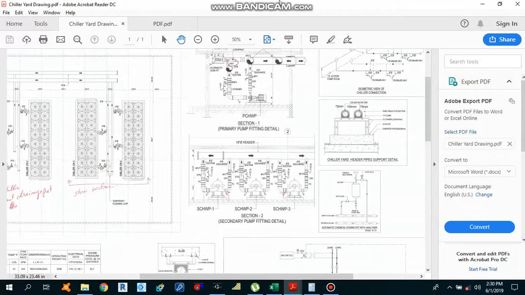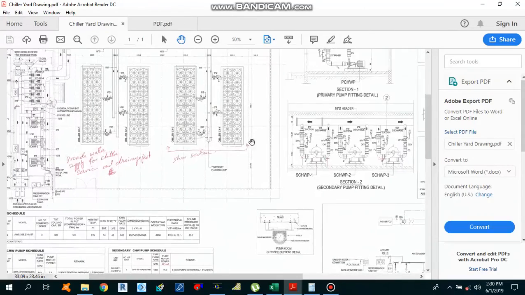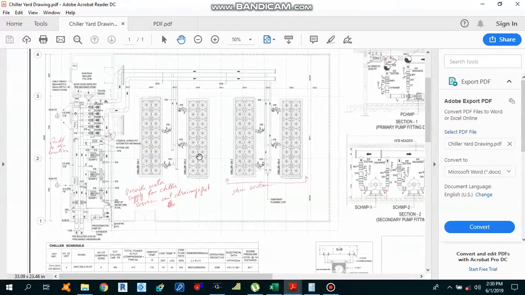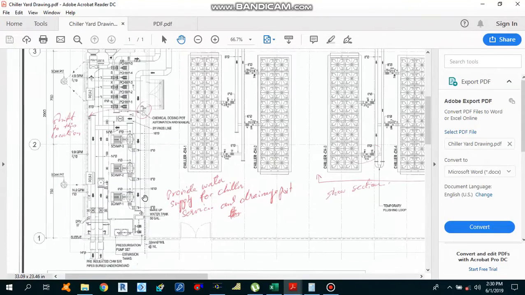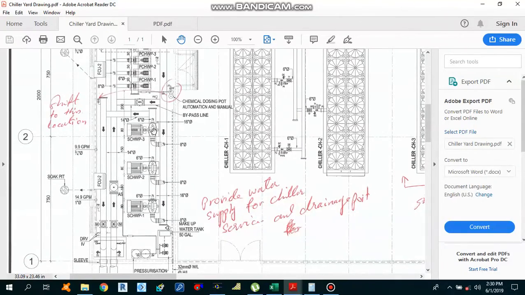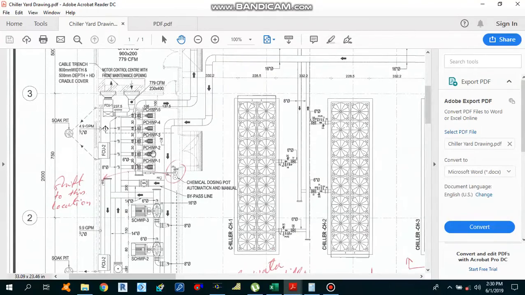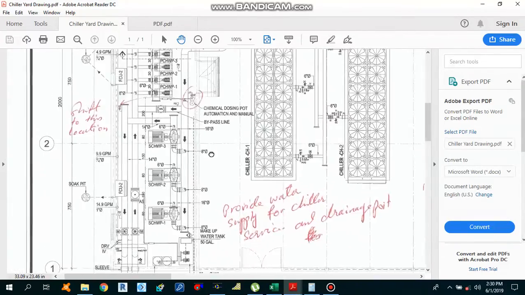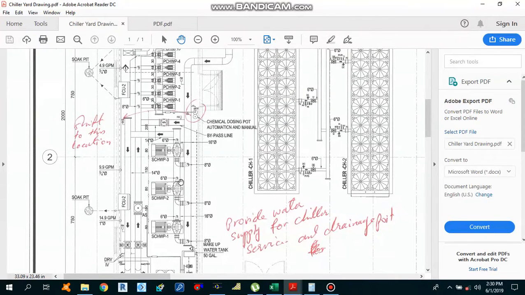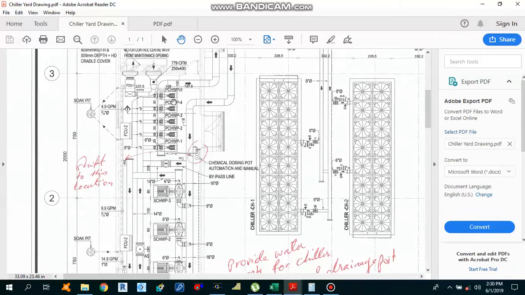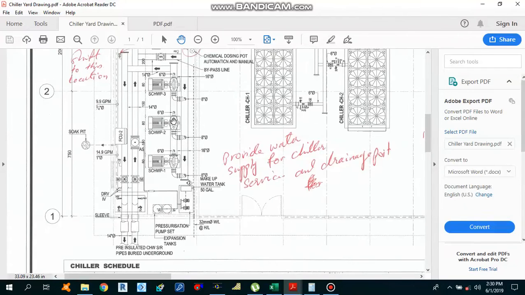As you can see, I have this drawing of the chiller yard. You can see that I have chillers over here, and then we have secondary chilled water pumps and then primary chilled water pumps over here. So what is the main purpose of the secondary chilled water pump and the primary chilled water pump? The primary chilled water pump is basically taking water from the building and pushing it to the chillers, while the secondary chilled water pumps are taking water from the chillers and pushing it to the building.